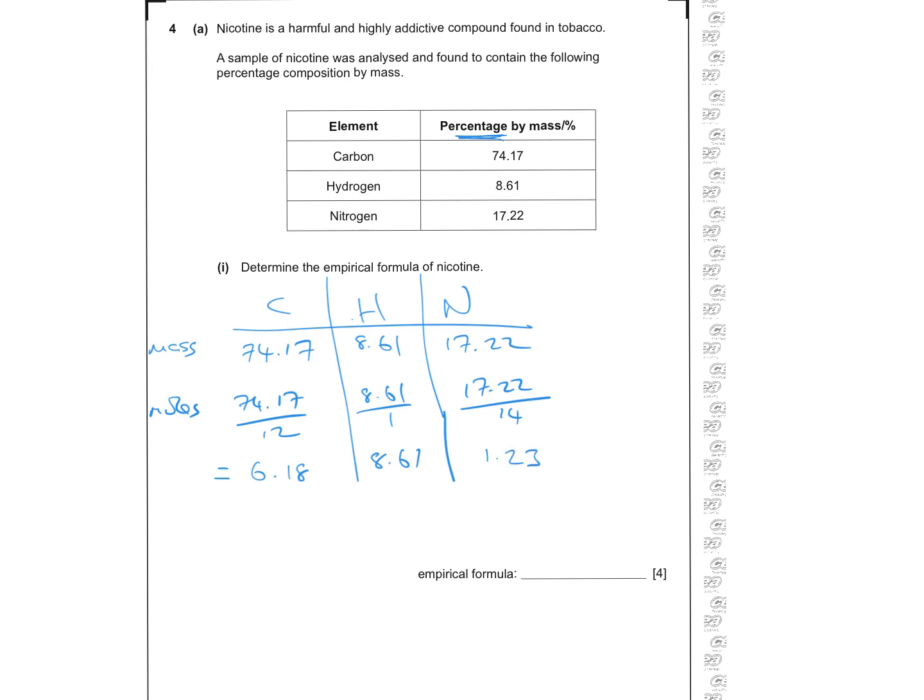Now we want a whole number ratio, which is what empirical formula is. It's the simplest whole number ratio of atoms in a compound. So we're going to divide through by 1.23. So that will give us 1. So that then will go into 8.61 7 times, and then it'll go into the carbon, or go into 6.18 5 times. So the formula is C5H7N.